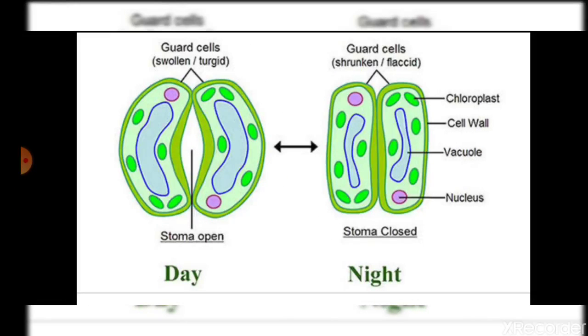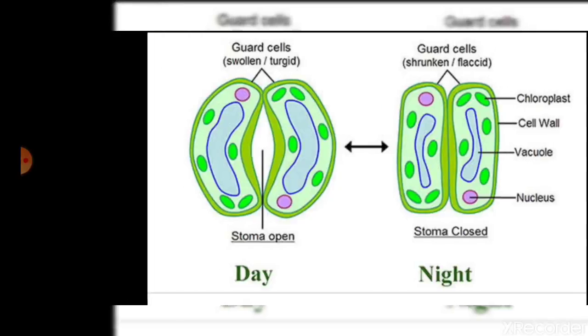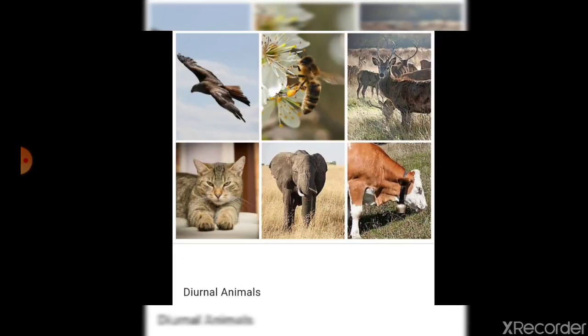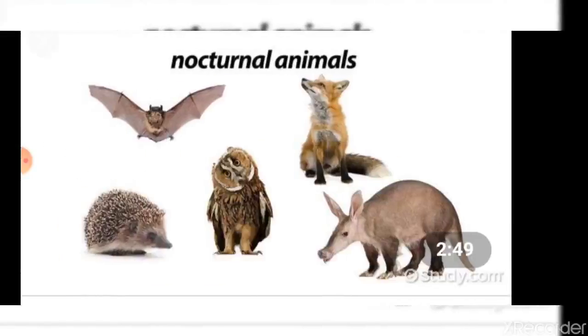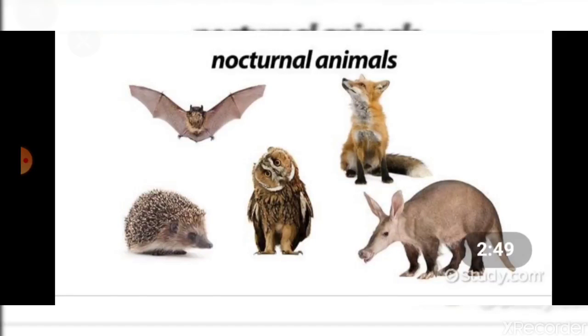Light is important for certain animals too. Some animals are active during the day. They are called as diurnal animals, while some, such as cockroaches, are active during the night. They are called as nocturnal animals.